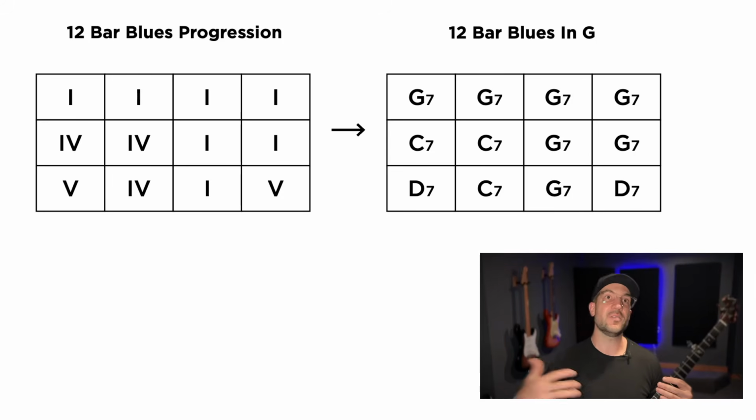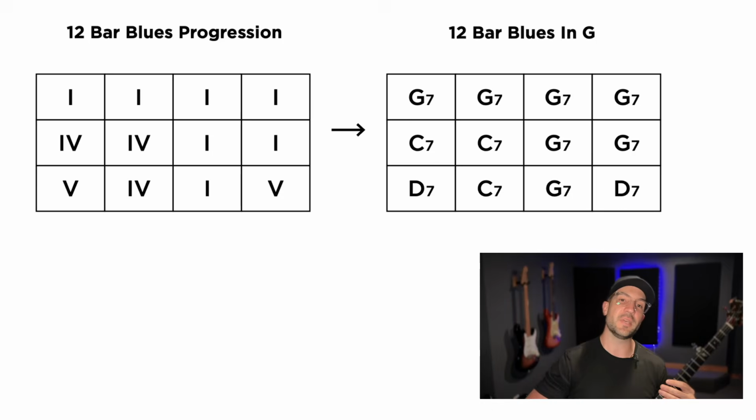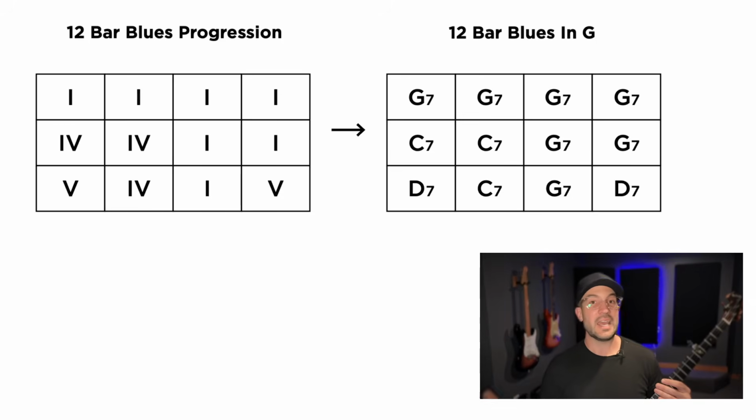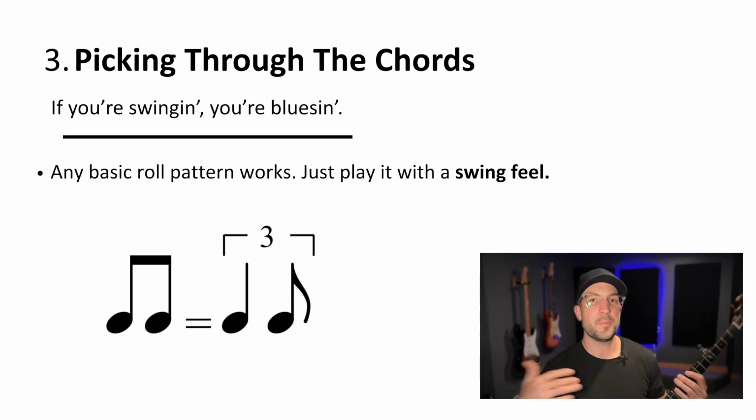If I wanted the key of E, like a lot of guitars play in, it would be E as my 1 chord, A is my 4 chord, and B is my 5 chord, but it would still follow this same format. Now let's talk about how to pick through these chords.